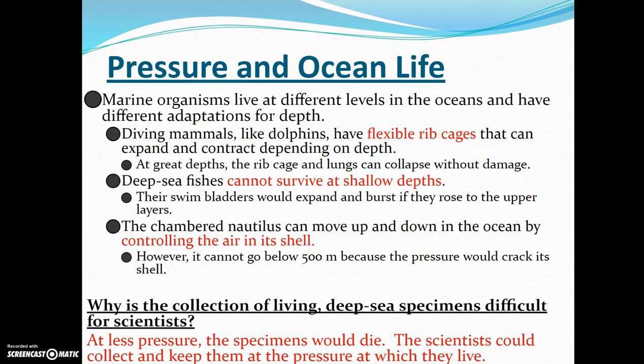So pressure and ocean life. Diving mammals like dolphins have flexible rib cages that can expand and contract depending on the depth. Deep sea fishes cannot survive at a shallow depth. Their swim bladder, which has air inside of it, actually causes their stomach to almost expel out of their mouth.